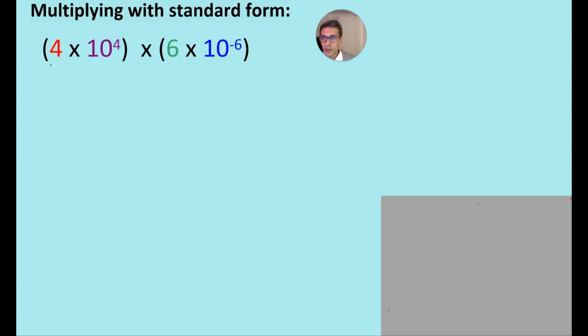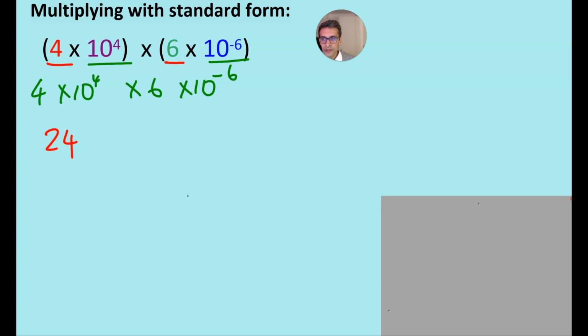So remember, everything's being multiplied here, so we can ignore the brackets. So 4 times 10 to the power 4 times 6 times 10 to the power negative 6. So this 4 and this 6 are being multiplied. So 4 times 6 is 24. And then we've got 10 to the power 4 times 10 to the power negative 6. Let's just write this out the long way for this example. So times 10 to the power 4 times 10 to the power negative 6.